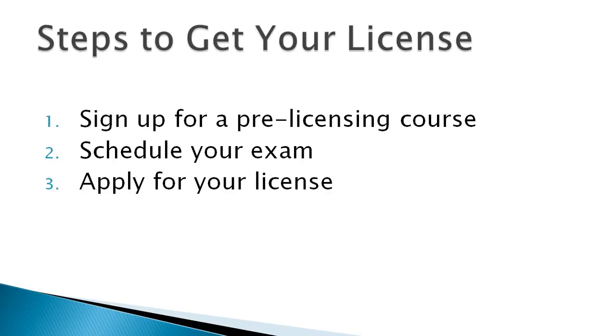I don't want to belabor that too much, but then you also have to apply for your license. So there is an application process. It's pretty simple. It goes through the National Insurance Producer Registry. That's how Oklahoma does it. It's pretty straightforward. And then you want to pass your test. We'll go into some more depth on that, but like I said, it's not an easy test, but it definitely is passable. And we'll show you some ways to help increase your chances of doing that.